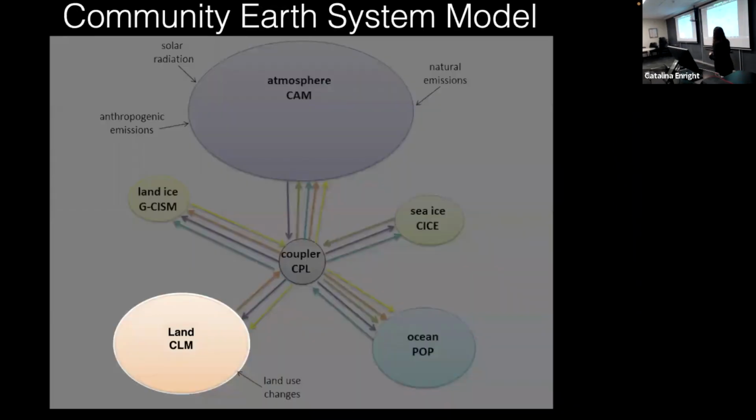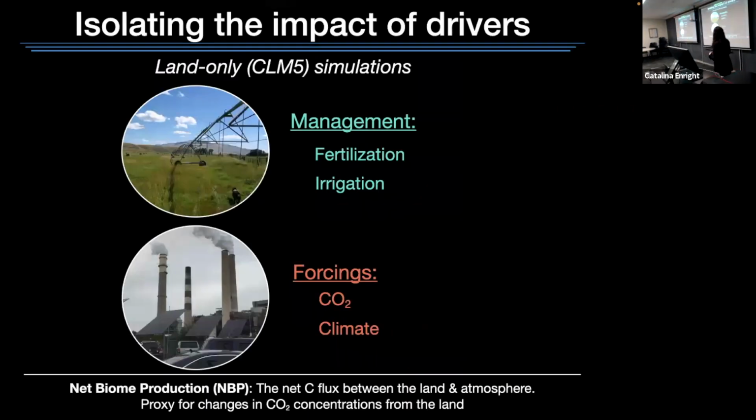So, like I said, I'm going to switch to the land only model, and we're going to isolate the impact of fertilization and irrigation management in this model, and also elevated carbon dioxide and climate. Climate is just temperature, precipitation, and other meteorological variables, but not the carbon dioxide, so those are separated. And like I said, we're going to be looking at net biome production, the net carbon flux between the land and the atmosphere.